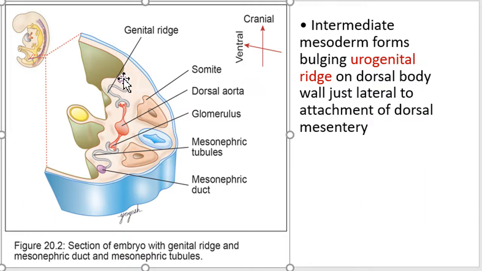This bulge forms the urogenital ridge on the dorsal body wall, just lateral to the attachment of the dorsal mesentery. Here one is the dorsal mesentery and gut. This is the formation of the bulging, that is the urogenital ridge.